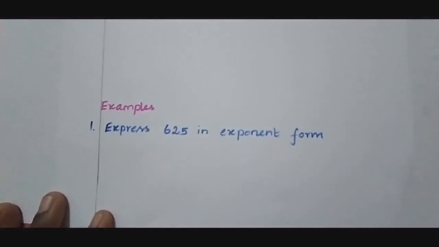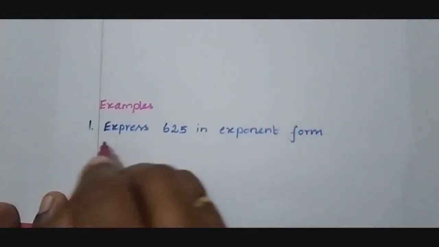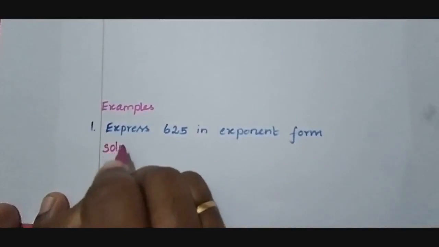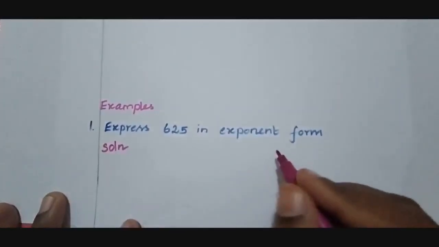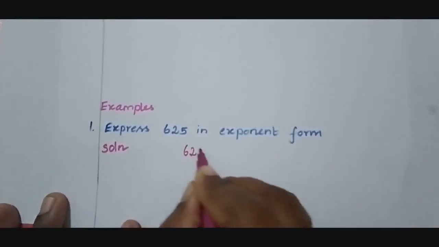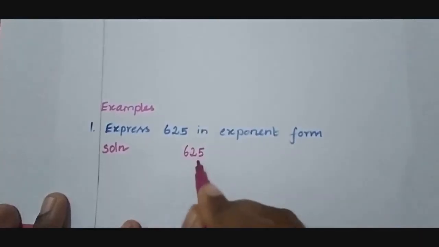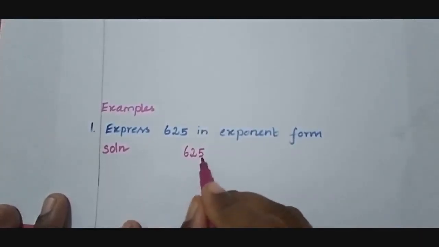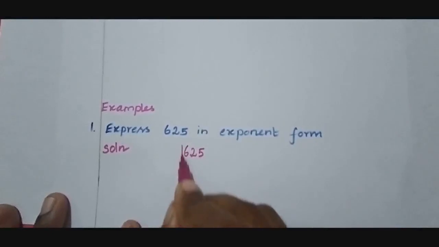Let us solve the examples. First question, express 625 in exponent form. So factorize the number 625. So this number ends with 5. So you can do it with 5 tables.